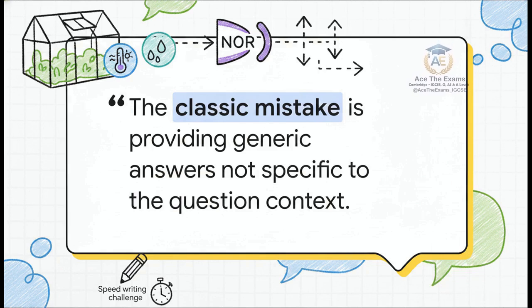Your point needs to explicitly state the function of the gate. Your evidence needs to pull directly from the greenhouse scenario. So you better be talking about the temperature sensor and the humidity sensor. Your explanation should define exactly how the NOR logic processes those 2 specific environmental inputs.